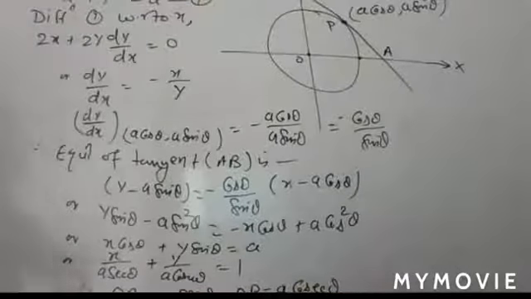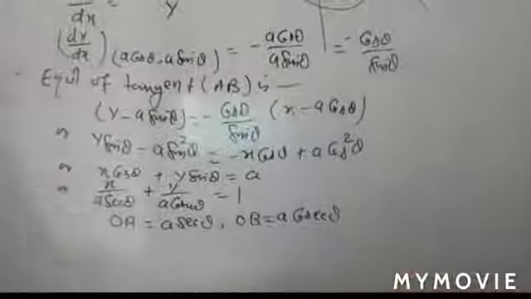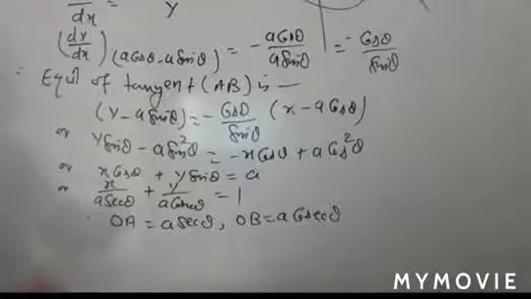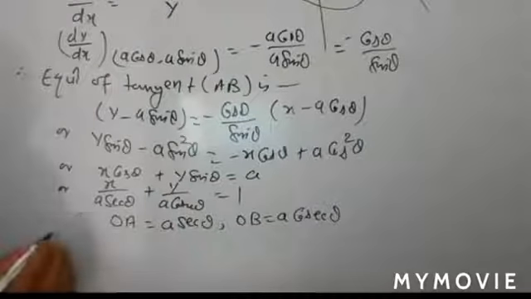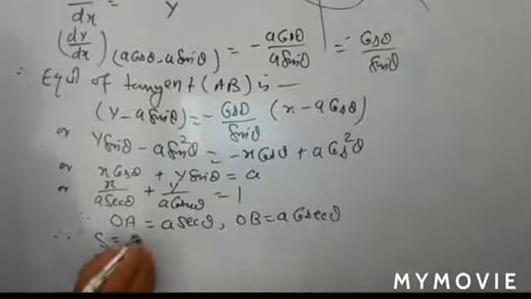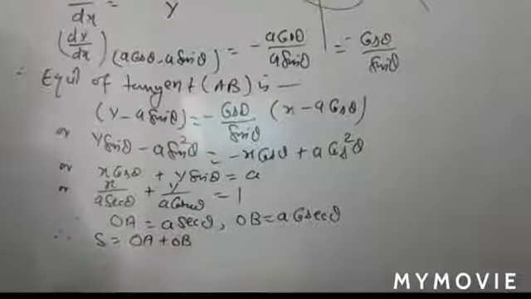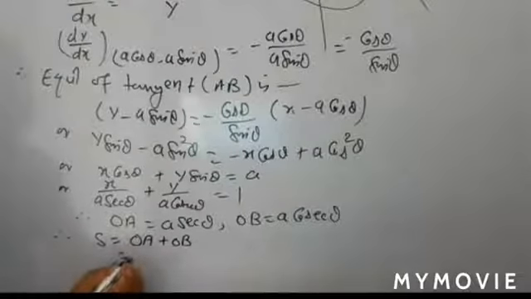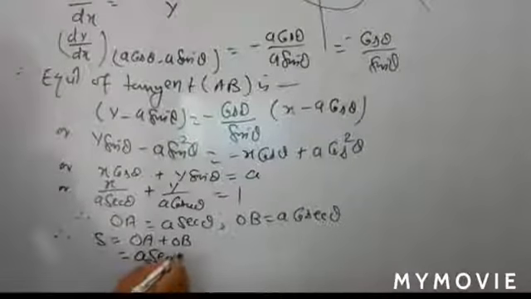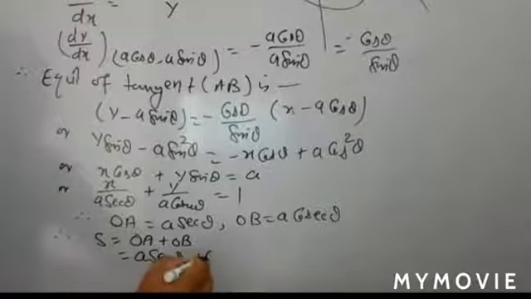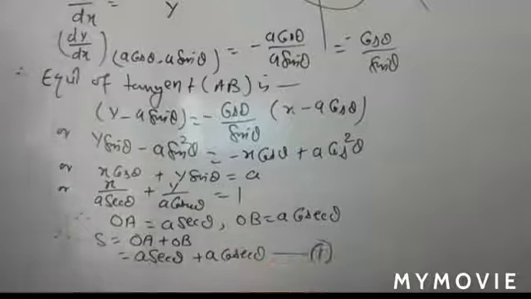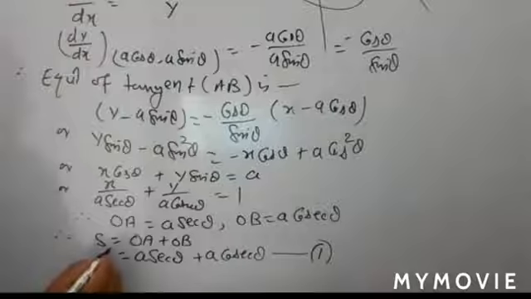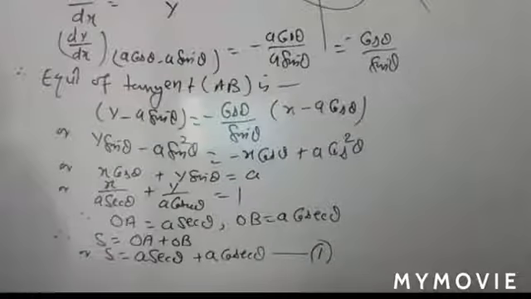So in this way, here you have the value of OA and OB. And you have to minimize the sum of these two. So suppose the sum of these two is taken as S. So you write, hence S is equal to OA plus OB. Now putting its value, you have a sec theta plus a cosec theta, and suppose that is your first equation. And you have to find the minimum value of this S.